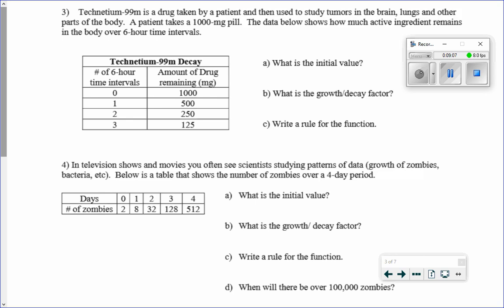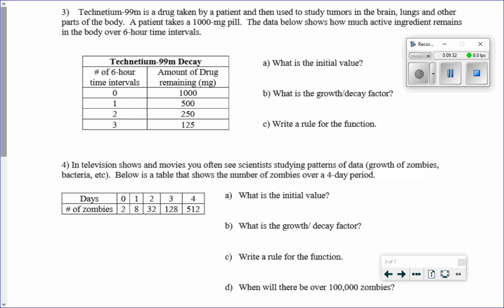Okay, I don't know if I'm saying this right, but technetium-99m is a drug taken by a patient and then used to study tumors in the brain, lungs, and other parts of the body. The patient takes a 1,000 milligram pill, and the data below shows how much active ingredient remains in the body over a 6-hour time interval. All right, it makes sense when you take the drug, it's in your body and it's active, and as time passes by, it starts to leave your body.